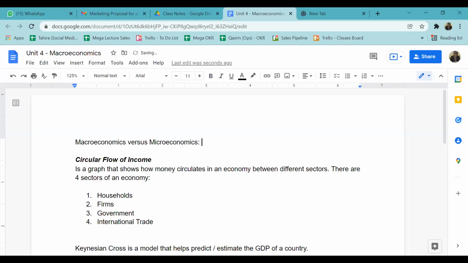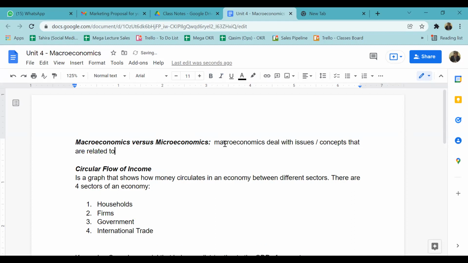Divided in two parts, macro and micro, right? Now, what's the distinction between the two? So as I said, macroeconomics deals with issues and concepts that are related to the entire economy, right?